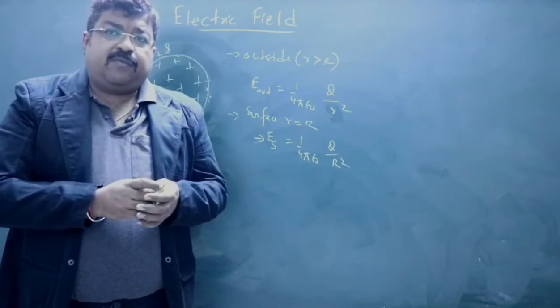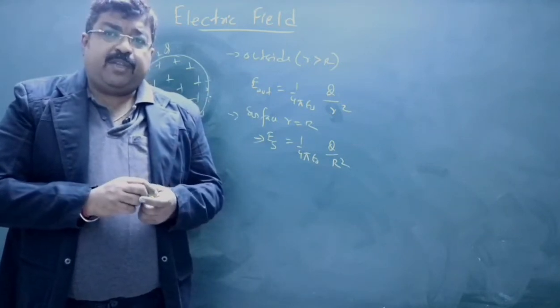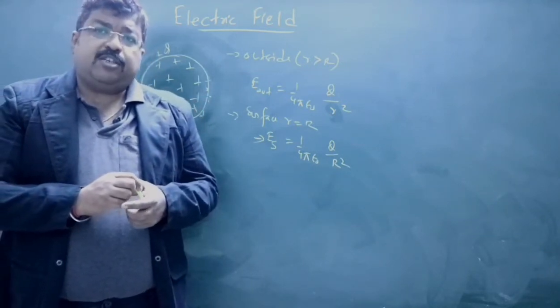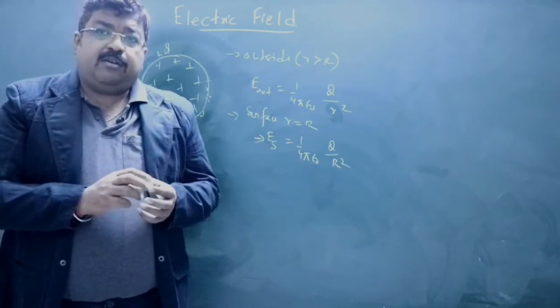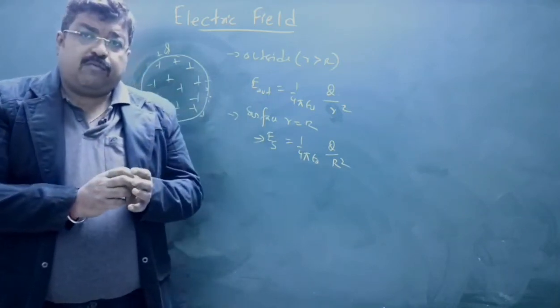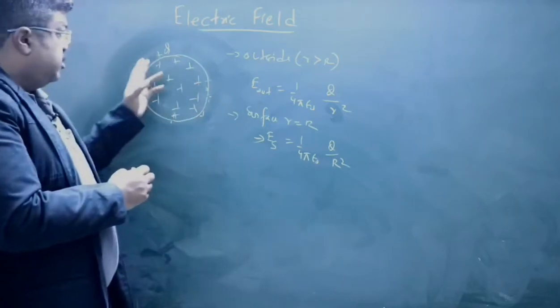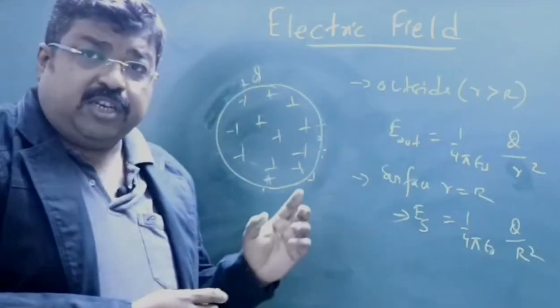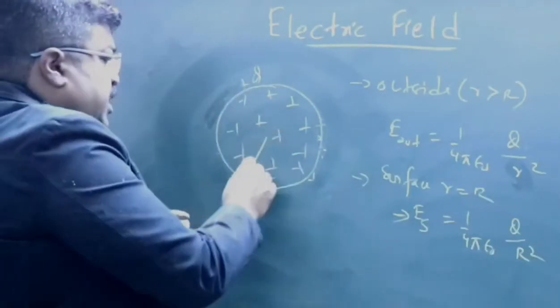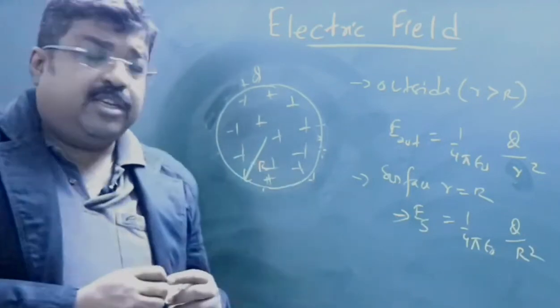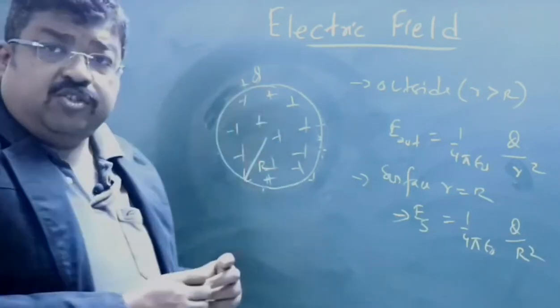The charge will be on the surface and the behavior of electric field intensity will be same. But if you have a uniformly charged non-conducting sphere, then the charge will be distributed throughout the volume. So this is the uniformly charged non-conducting sphere, and total charge Q is distributed throughout the volume. Let R be the radius and Q is the charge.